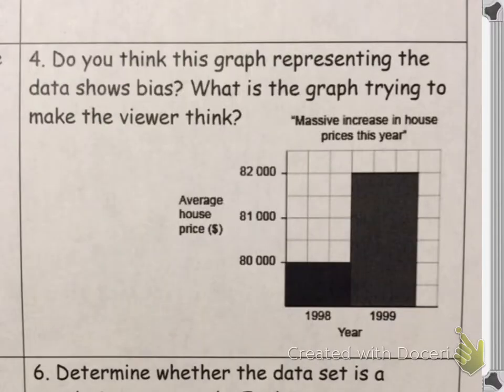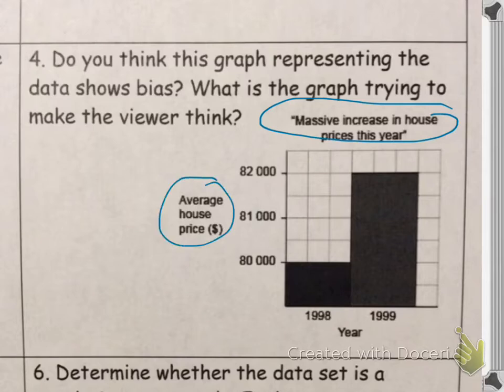All right, number 4. Do you think this graph representing the data shows bias? What is the graph trying to make the viewer think? So let's just read what this graph is about. It says massive increases in house prices this year. Average house price. So the first year, 1998, house prices were $80,000. A year later, in 1999, the house price was $82,000. So the price increase is $2,000. So first of all, do you think this graph shows bias?